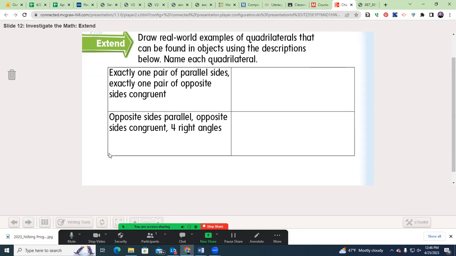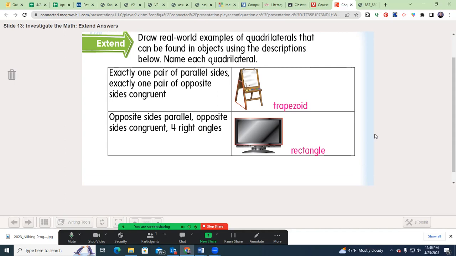So you can draw based on these. And I'm going to bring up a sample because I am not the greatest artist. Exactly one pair of parallel sides. You can see that there. One pair of opposite sides congruent. So it looks like a trapezoid. A rectangle can have opposite sides parallel, opposite sides congruent, and right angles. And keep in mind, a square is a specific type of rectangle where all 4 sides are congruent.